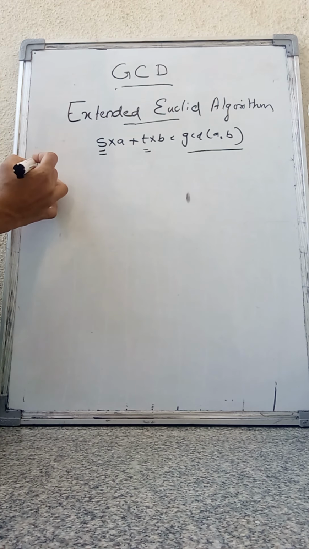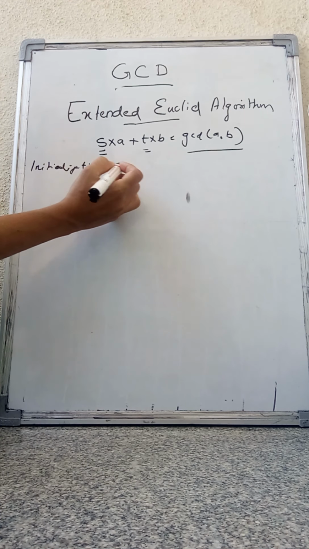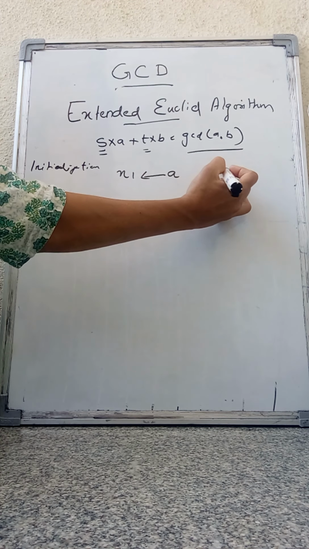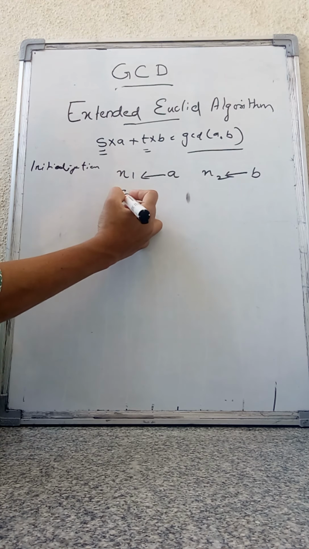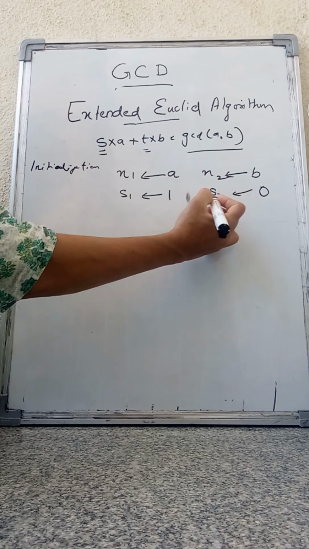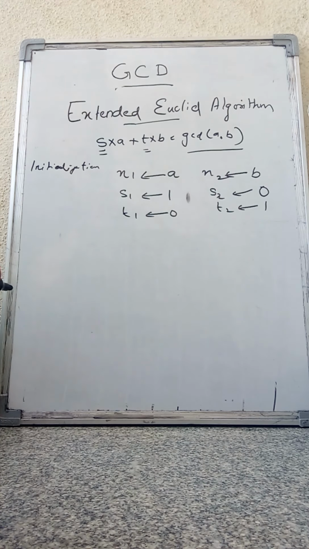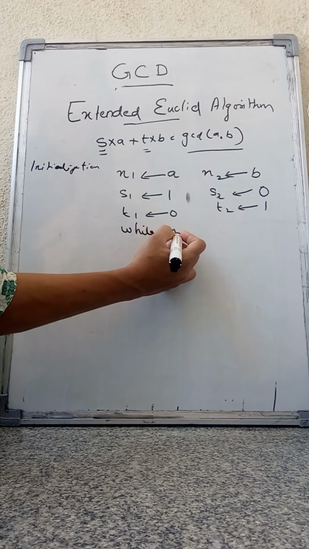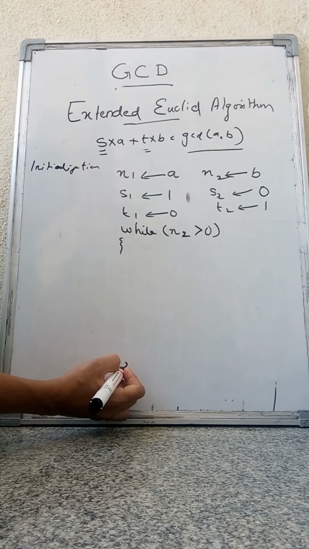First is the same initialization part. Initialization is like the Euclid algorithm: a is assigned to n1, b is assigned to n2. And a few more: s1 becomes 1, s2 is 0, t1 is 0 and t2 is 1. So this is the initialization part. Then it comes to the while loop: while n2 is greater than 0, it will continue here.